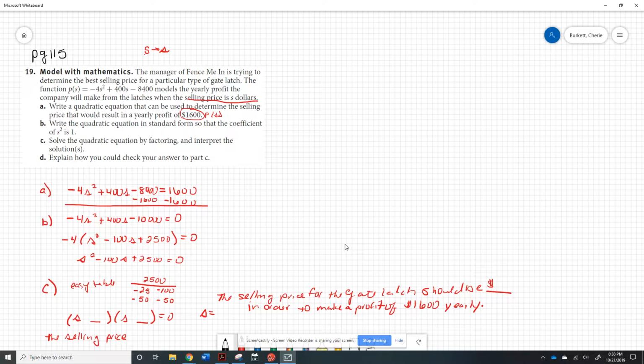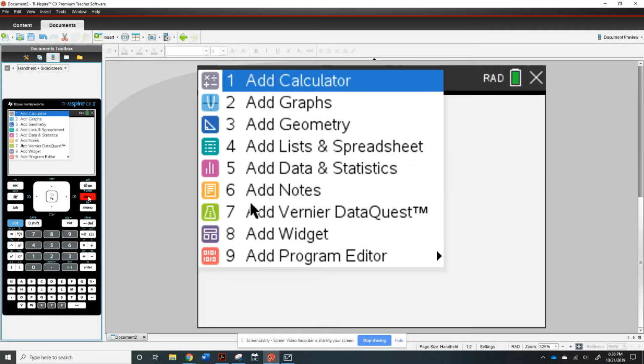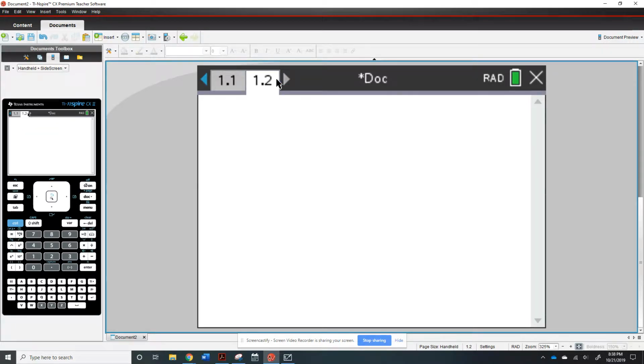Now it says D. D says, explain how you could check your answer in part C. Well, you would do that on the calculator. So I'm going to give myself a new document and I want just a calculator page. So let's say that we think that the selling price is $10. So you simply would plug the $10 into the function. And remember, it was -4, and then we think the selling price is $10.